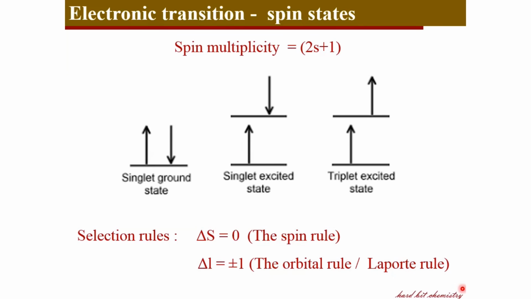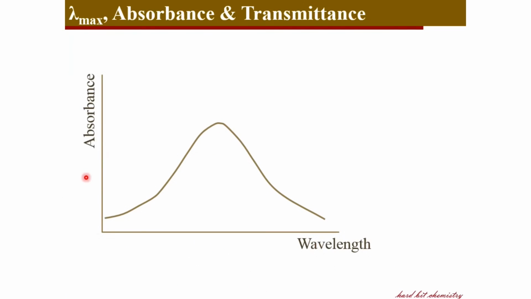And now let's see how an electronic spectrum looks. If you plot absorbance against wavelength, you get a peak like this, where the peak position corresponds to the wavelength of maximum absorption, and that is called lambda max. So lambda max is that particular wavelength which is absorbed by the molecule in the maximum amount.